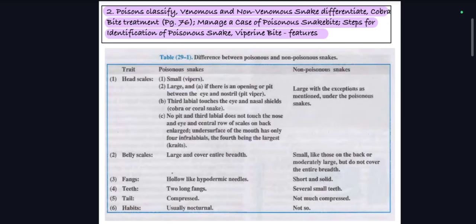What are poisons? Classify them. Venomous and non-venomous snake: differentiate. Cobra bite treatment. Manage a case of poisonous snake bite. Steps for identification of poisonous snake and viperine bite. What are the features? We all know what poisons are. We already classified them in our previous video.